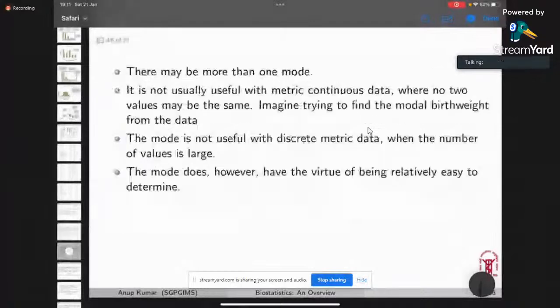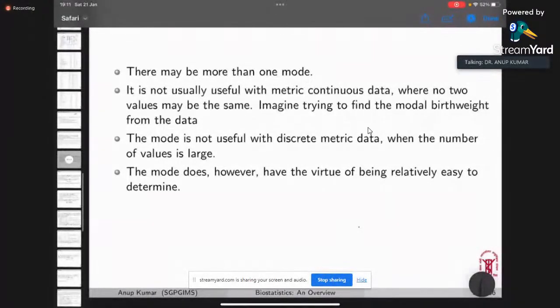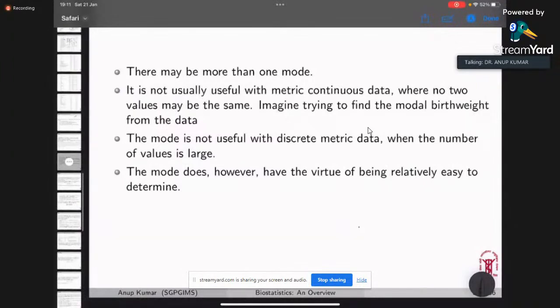Now this mode is not very popular in medicine because instead of giving the modal value, people just write down all the possible values, and in front of each they write down the frequency, and in brackets they write down the percentage.